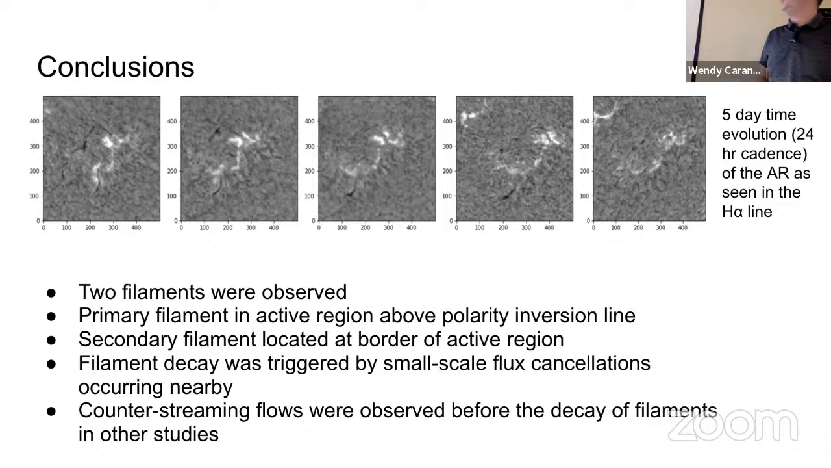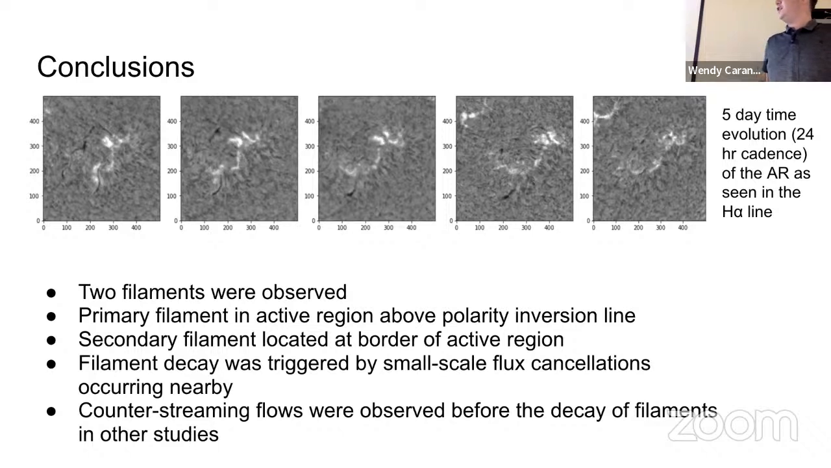Combining this with our animations of the SDO data, we can conclude that there are actually two filaments. There's a primary one that I showed in the 304 angstrom wavelength, located on the polarity inversion line. And there's a second filament up here that appears on the border of the active region. It's actually quite a bit bigger than the primary filament, but it shows up later, so that's why it's called the secondary one. From the HMI magnetogram and the H-alpha animations, we found that the small scale flux cancellations that occurred near the filament are likely what caused it to begin to decay.